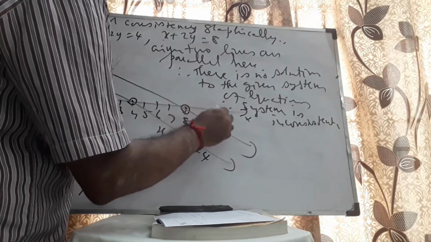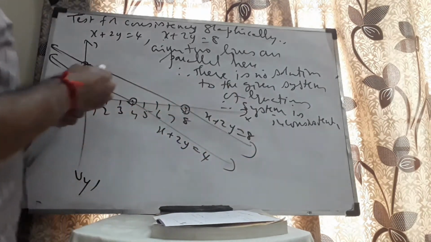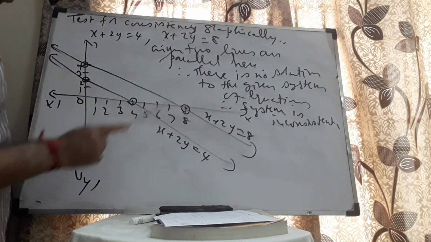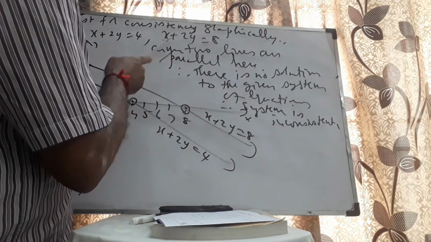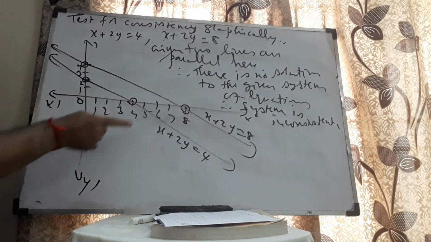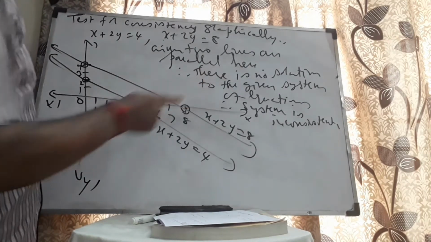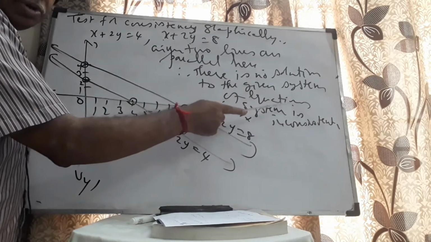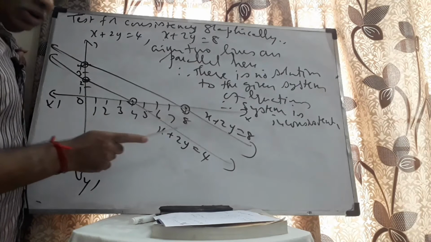I have written x plus 2y is equal to 8. Okay, now here put y equals 0, x is 8. It passes through 8, comma 0. When x is equal to 0, y is equal to 4. It passes through 0, comma 4. Now, I am able to observe that the given two lines are parallel. Okay, there is no solution to the given system of equations because parallel lines will never intersect at all.